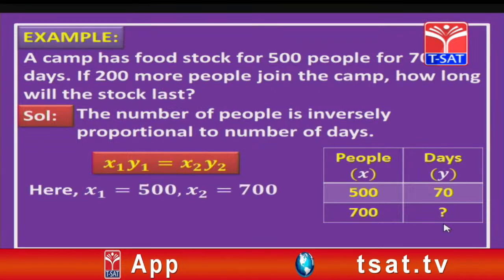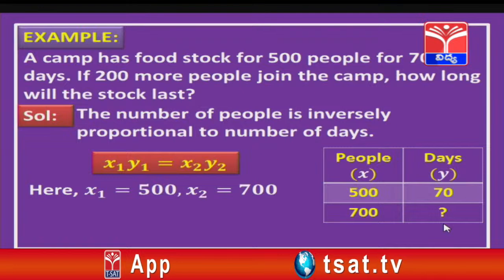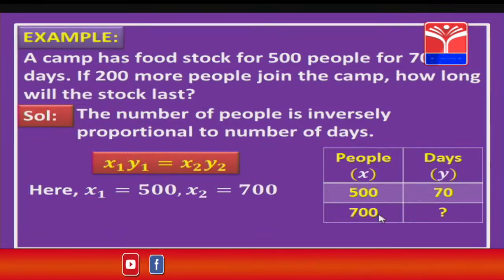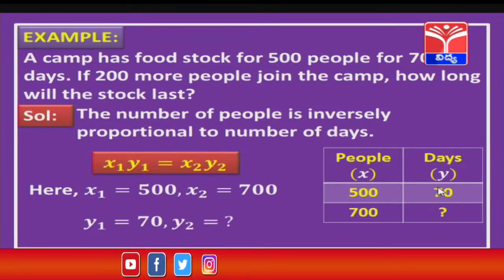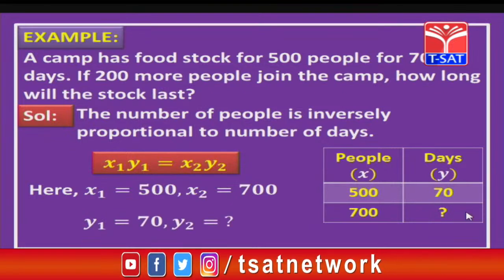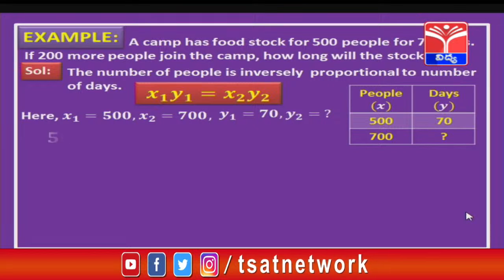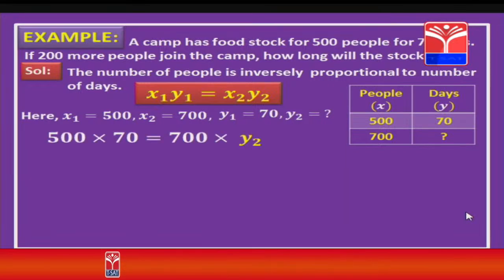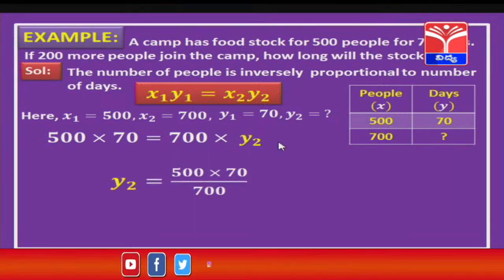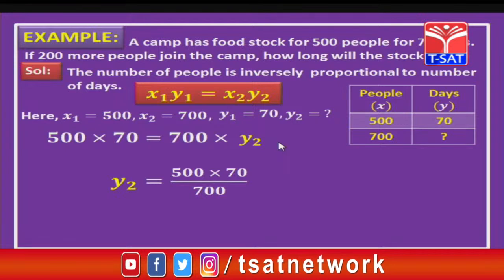Now let us see what the values of x1 and y1 are here. x1 is 500, you can notice here, and x2 is 700. Similarly, y1 is 70, and y2 is what we need to calculate. Now let us substitute these values, children. So x1 is 500, so 500 into y1 which is 70 equals x2 which is 700 into y2, which we don't know and have to calculate. Now what is the value of y2, children? Yes, it is 500 into 70 divided by 700.